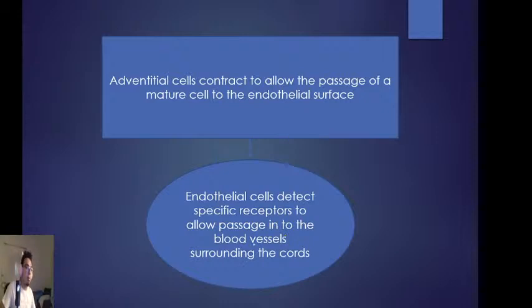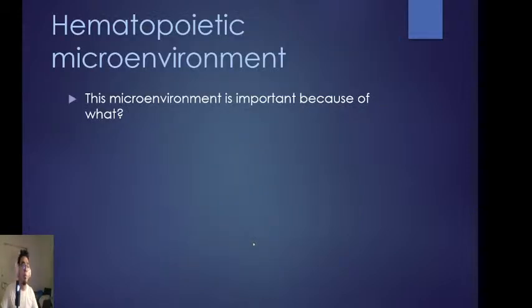All right? So it's pretty straightforward. Adventitial cell, endothelial tissue with receptors allows it to either exit or enter in the bloodstream. All right, very easy. It's a pretty straightforward interaction between these three types of cells.